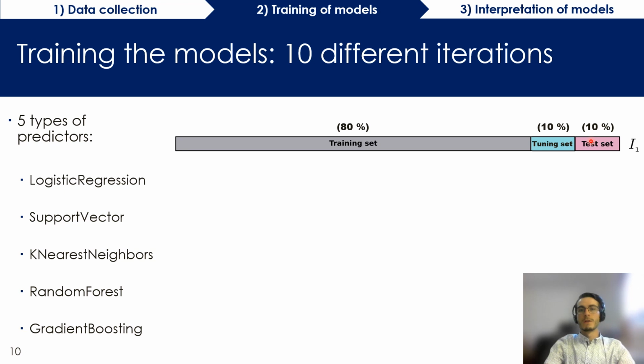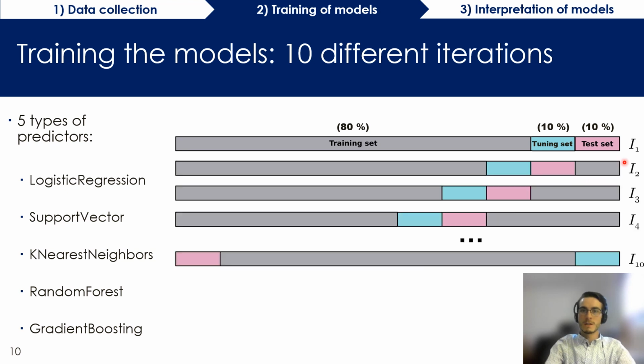However, I'm interested in predicting the abundance status across all 1,541 snoRNAs, not only 10% of them. So I did 10 different splits, or iterations as I call them, just to be able to predict the abundance status of each snoRNA once across these iterations.